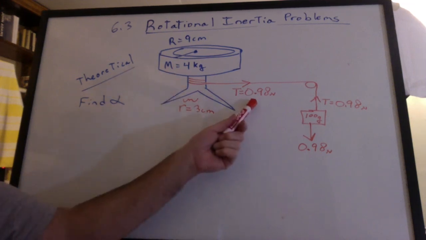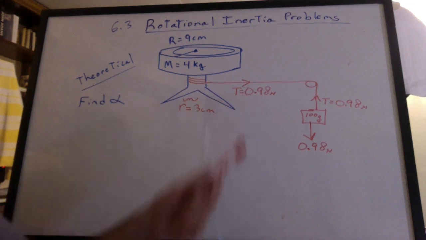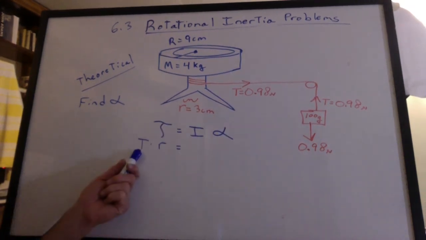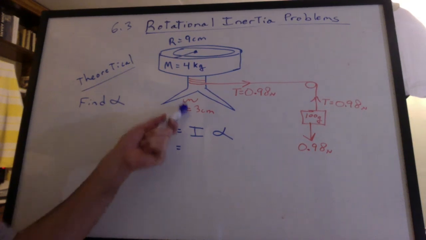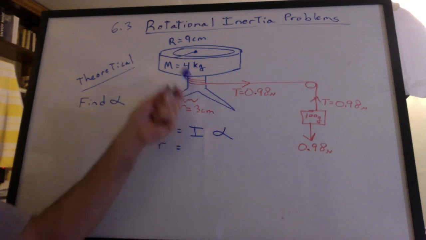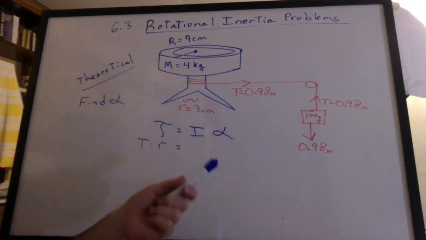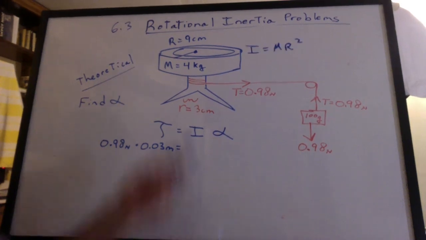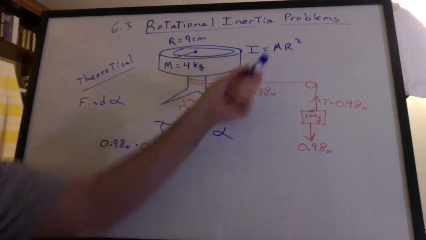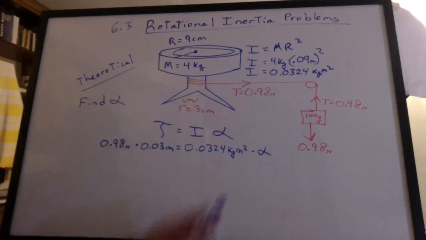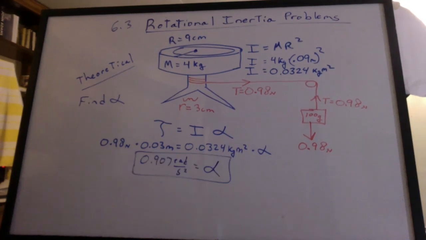So we'll assume the tension in the rope is 0.98 newtons. Start out with torque equals I alpha. The torque will be the tension times the radius. But which one? Well, just look at the picture. The force is applied at this radius, not at the edge of the ring. So we have 0.98 newtons times 0.03 meters. We know for a ring, I equals mr squared. We have the I. Now we can solve for alpha. And we have 0.907 radians per second squared.